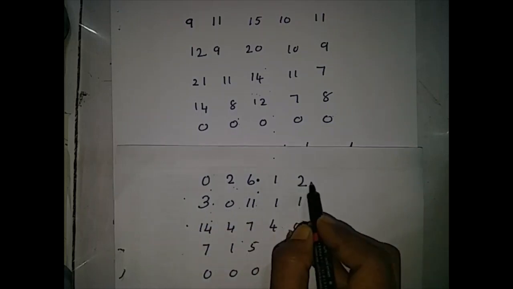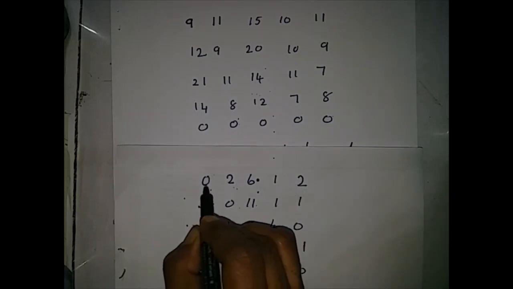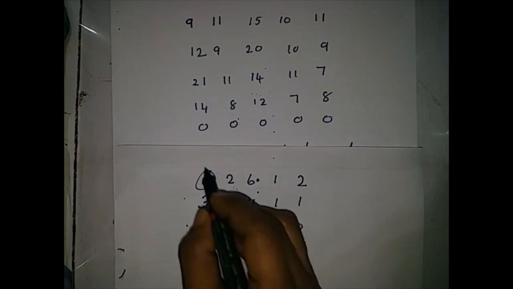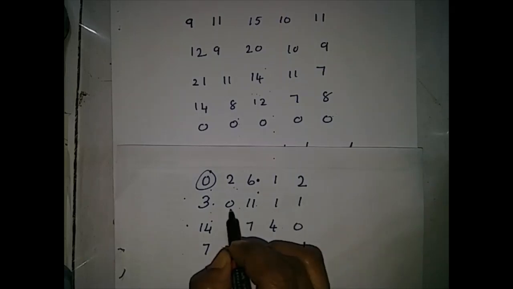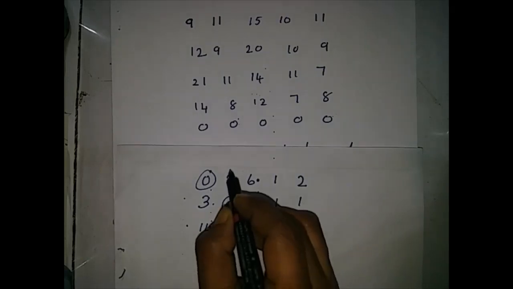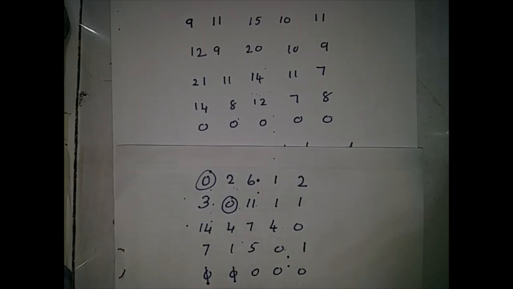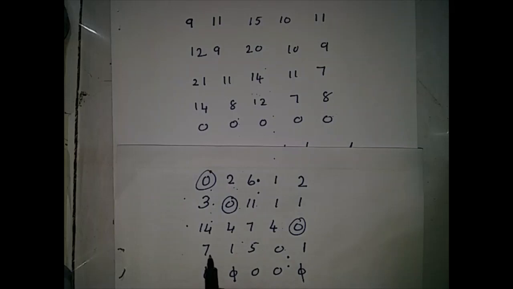First row, single 0. Yes, there is a single 0. Circle it, cut all 0 from the corresponding column. Second row, yes, there is a single 0. Circle it, cut all 0 from the corresponding column. Third row, yes, there is a single 0. Circle it, cut all 0 from the column. Fourth row, there is a single 0. Circle it, cut all 0 from the column. Only one 0 remaining, allocate it.